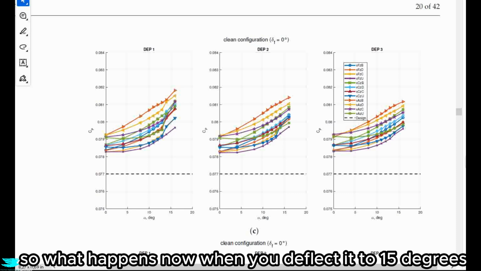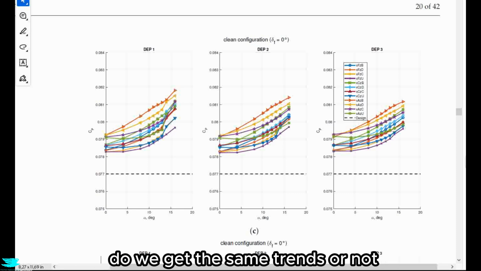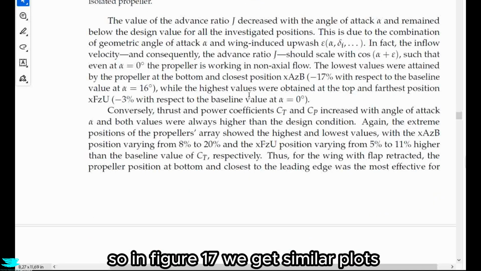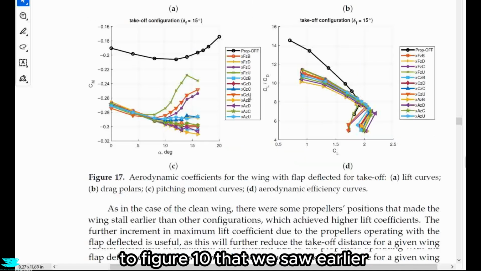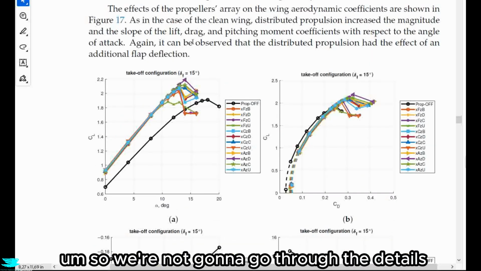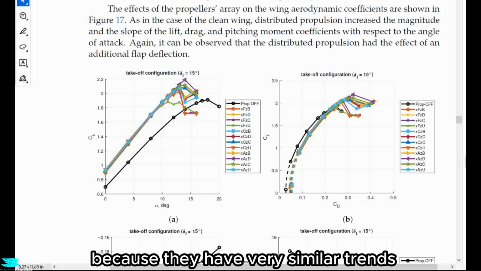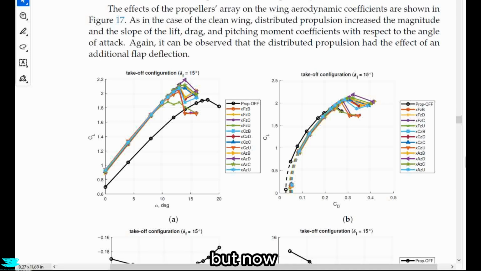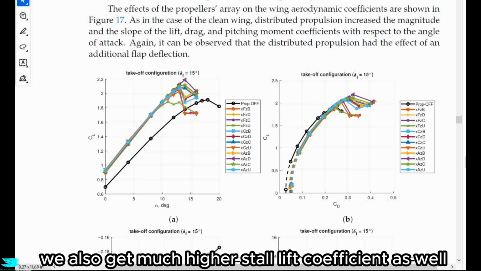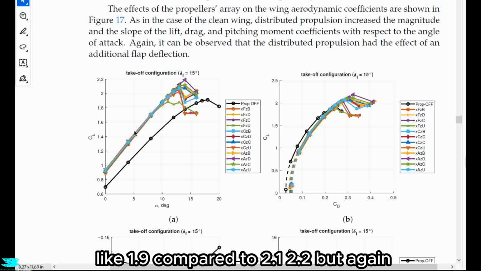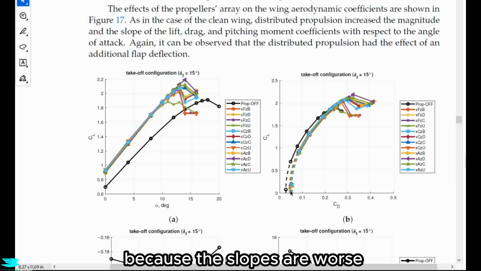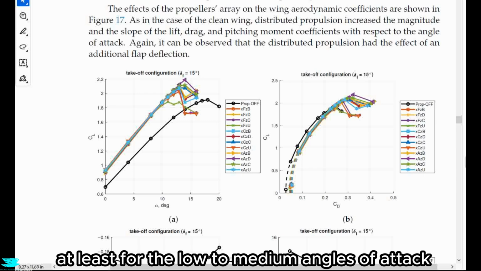So what happens now when you deflect it to 15 degrees? Do we get the same trends or not? And this is what the authors call takeoff config. So in figure 17, we get similar plots to figure 10 that we saw earlier. So I'm not going to go through the details because they have very similar trends where we see that with the prop, the lift coefficient of the wing is much higher, but now we also get much higher stall lift coefficients as well, like 1.9 compared to 2.1, 2.2. But again, in the top right figure, we get worse lift to drag ratios because the slopes are worse, at least for the low to medium angles of attack.